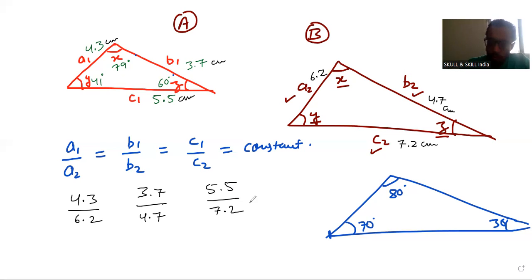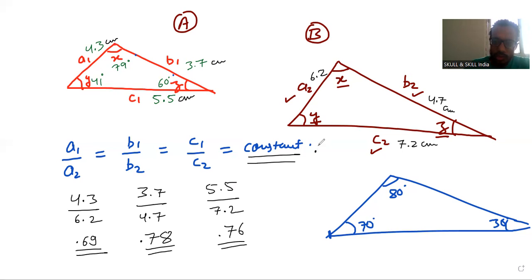So 4.3 divided by 6.2 is 0.69. It's almost 0.7, right? Then 3.7 divided by 4.7 is 0.78, and 5.5 divided by 7.2 is 0.76. Something like this. There is a little measurement inaccuracy, but they're the same. You can say that they're constant. Let's keep them at 0.7.